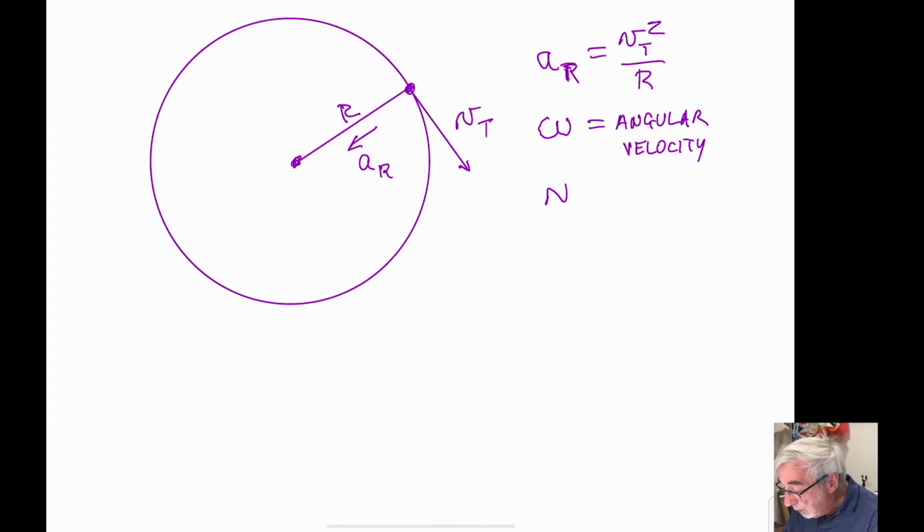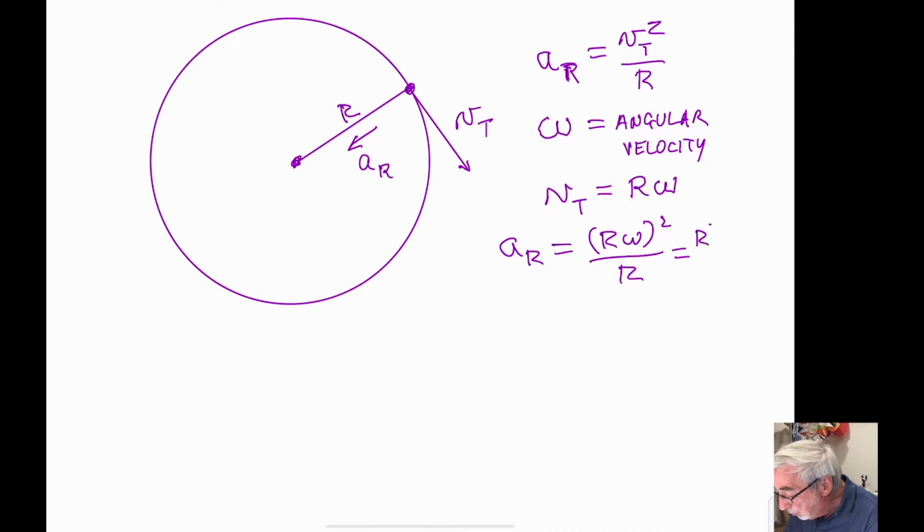If you look ahead to chapter 10, you're going to learn that v tangential is r times omega. So if I put this value for v tangential into the expression for the radial acceleration, that's r times omega quantity squared over r, so that's r squared times omega squared over r. This r cancels one of those, so the radial acceleration is r times omega squared.